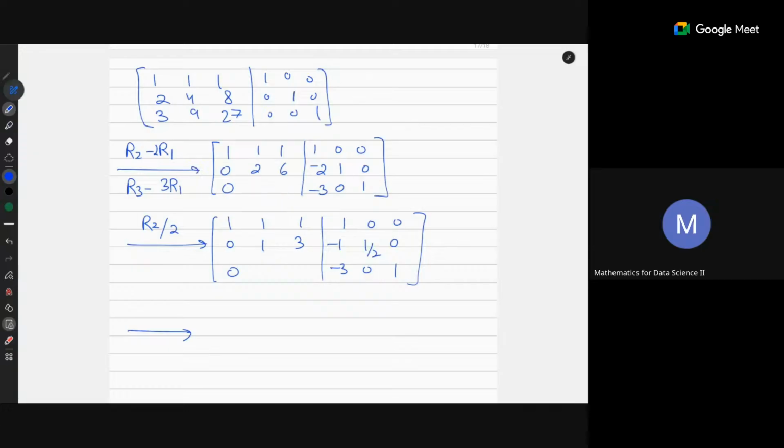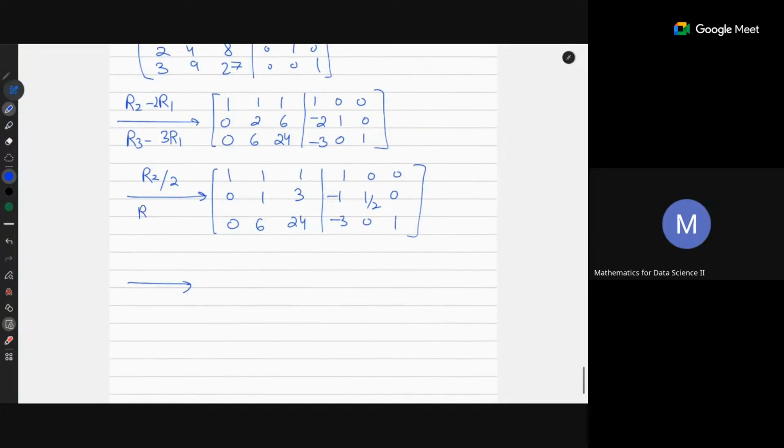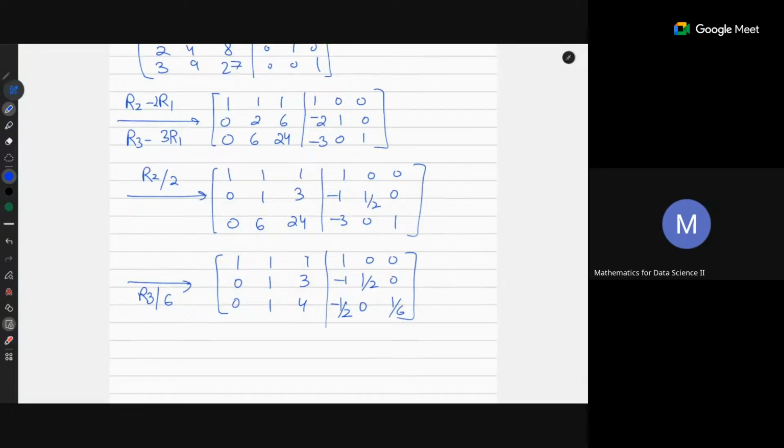So I will get R3 minus 3R1. So I will get 6 and then 24 over here. Yes, sorry. All right, so let me divide R3 by 6. I will get 1 1 1, 0 1 3, 0 1 4, 1 0 0, minus 1 half 0, minus half 0 1 by 6.